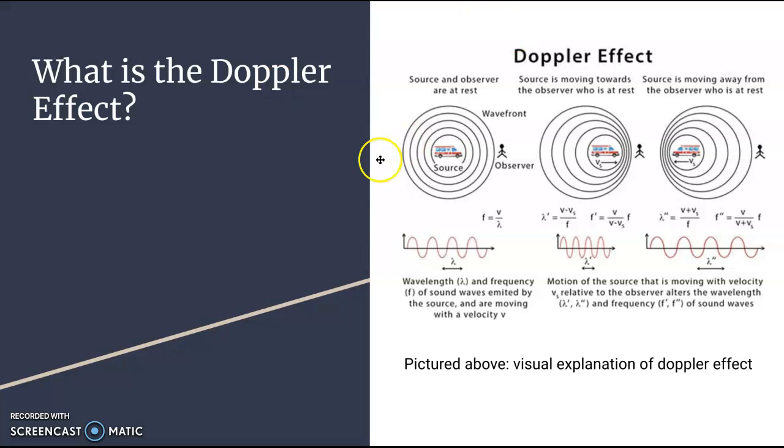As you can see here, the source and observer are at rest. The wavelength and frequency of sound waves emitted by the source are moving with the velocity. Here, the source is moving towards the observer, who is at rest. The motion of the source that is moving with the velocity relative to the observer alters the wavelength and frequency of the sound waves. So I thought that was a good example.